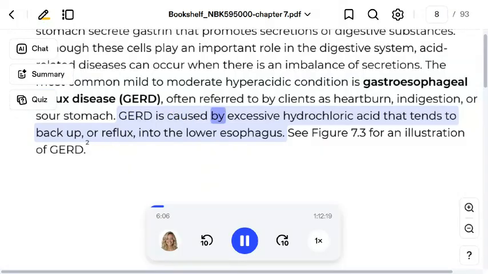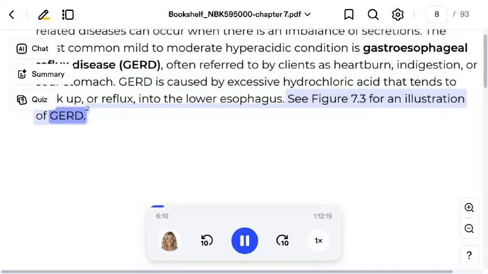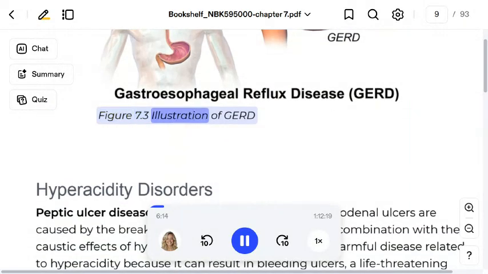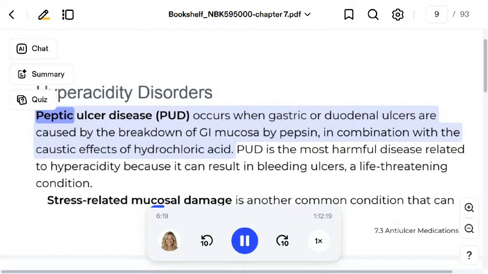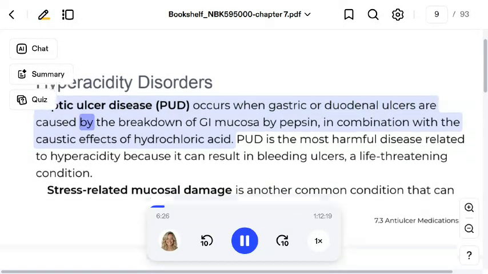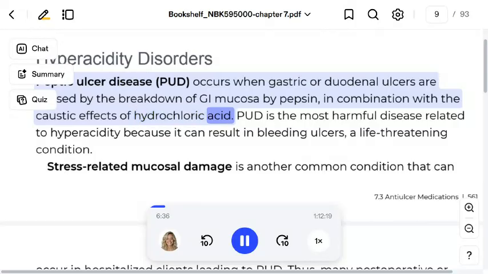GERD is caused by excessive hydrochloric acid that tends to back up or reflux into the lower esophagus. See Figure 7.3 for an illustration of GERD. Figure 7.3 Illustration of GERD. Hyperacidity disorders. Peptic ulcer disease occurs when gastric or duodenal ulcers are caused by the breakdown of GI mucosa by pepsin in combination with the caustic effects of hydrochloric acid.